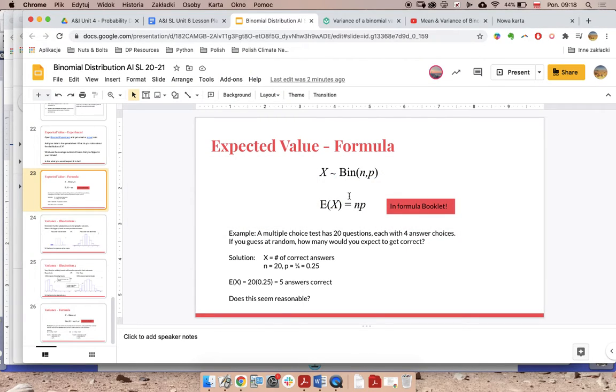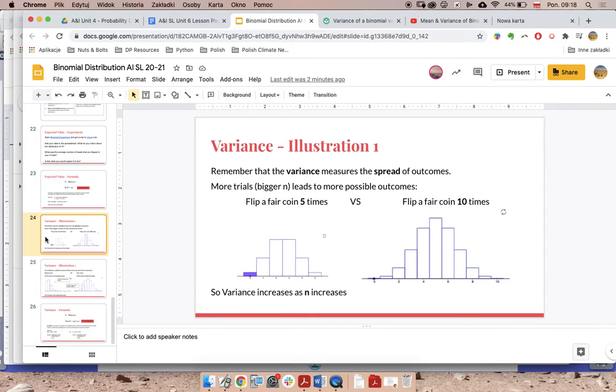Notice that it's not the same as how you calculated expected value for just any old discrete random variable, where you had to multiply each outcome times its probability and add them up. Now you've got a shortcut. Same thing with variance. We haven't talked about the variance of a random variable yet, but essentially it means the same thing as the variance in statistics. Remember that variance measured the spread of outcomes. In statistics, it was the square of the standard deviation.